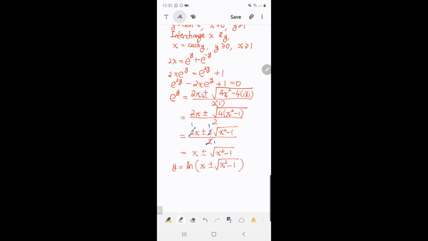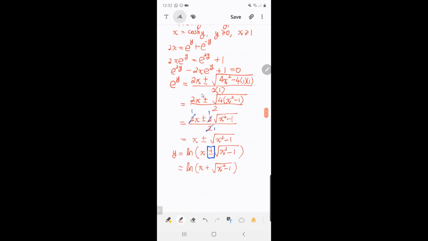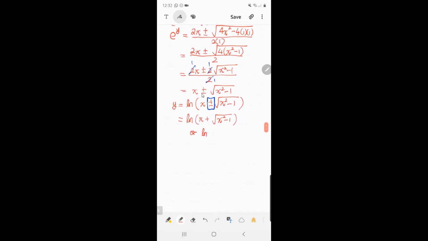Okay, x plus minus the square root of x squared minus 1. Now, what happened is, you see inside here, there's this plus minus. I'm going to remove it. So how do I remove it? You can rewrite this in two other forms. You can write this as ln of x plus square root of x squared minus 1. That is the first form. The other one is ln of x minus square root of x squared minus 1.